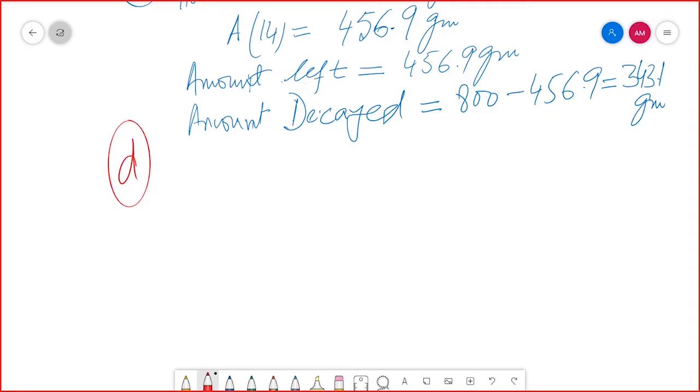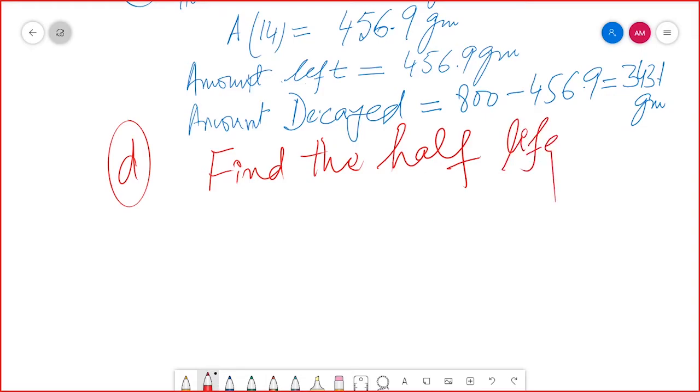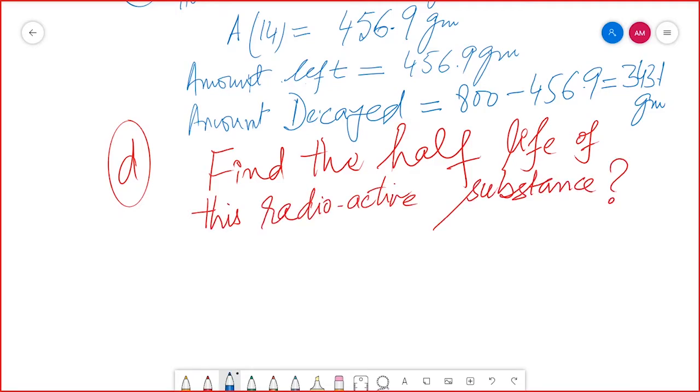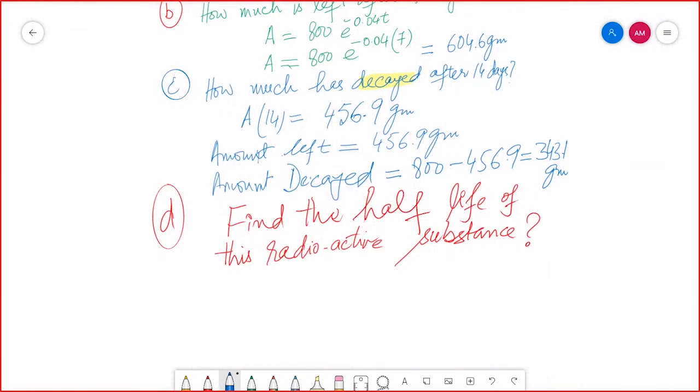Okay. D. Find the half-life of this radioactive substance. Find the half-life. What is a half-life? Very nice. Half-life of. So can you do this question, please? How do you do that? Any idea? Good.